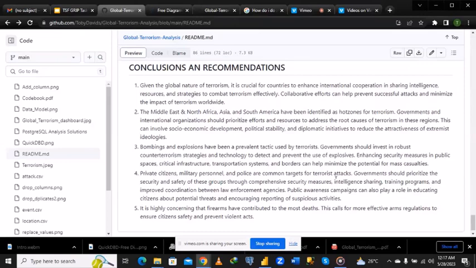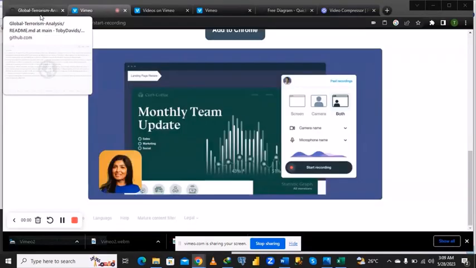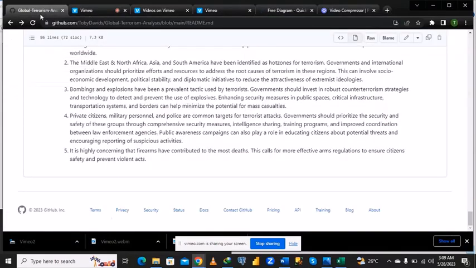Number 5, it is highly concerning that firearms have contributed to the most deaths. This calls for more effective arms regulations across the world to ensure citizens' safety and to prevent violent acts. And with that, we come to the end of my presentation.